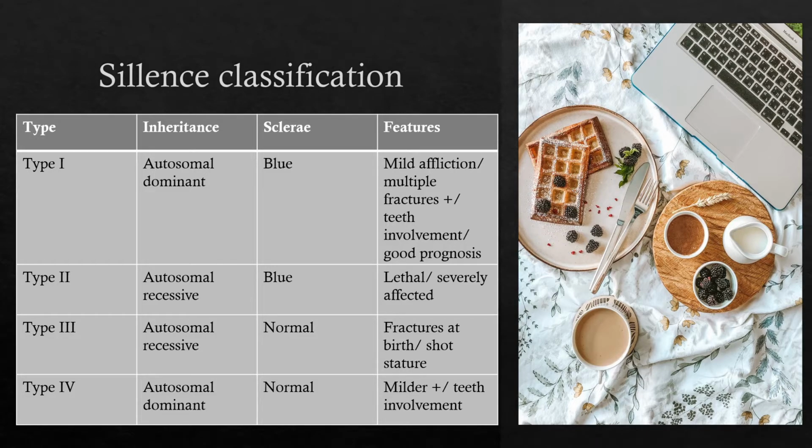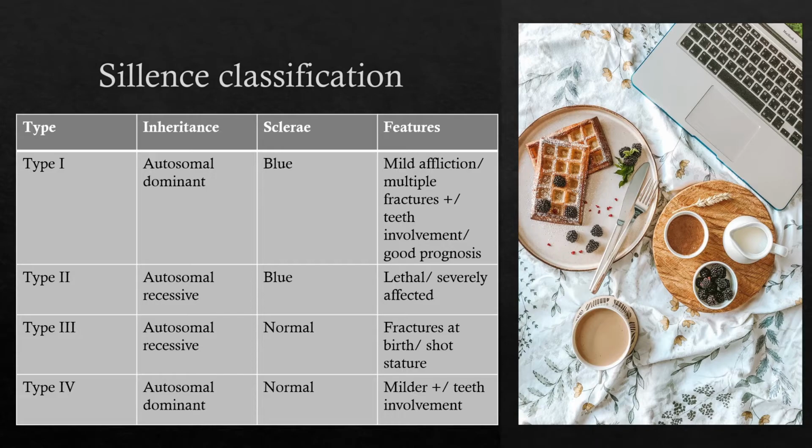Type 2 is of an autosomal recessive inheritance pattern. On clinical examination, you may see blue sclera. Associated features: this can be quite lethal, and patients are usually severely affected. Type 3 is of an autosomal recessive inheritance pattern. The sclera are normal clinically, and other features include fractures at birth and a short stature.